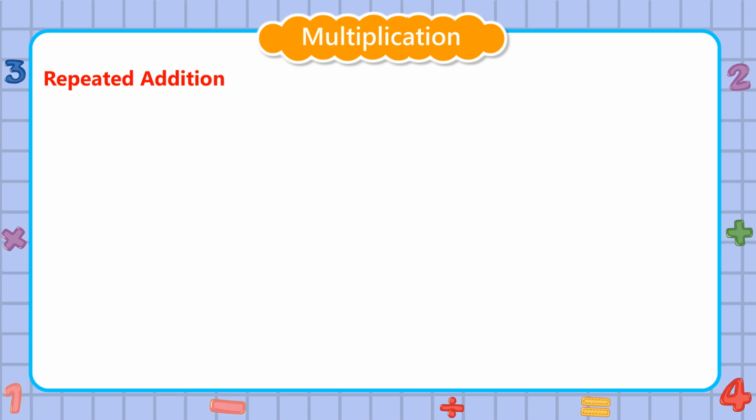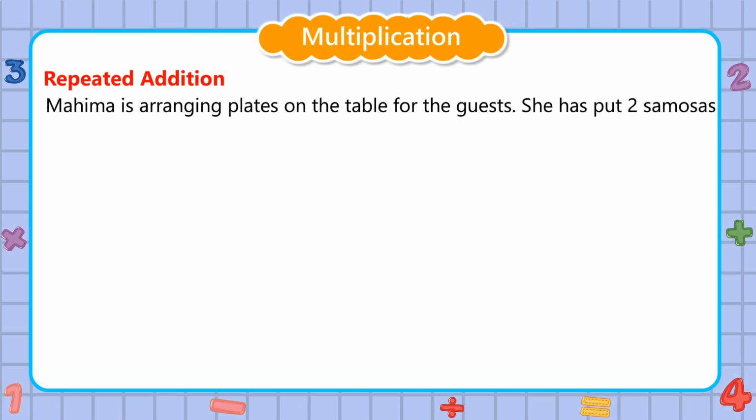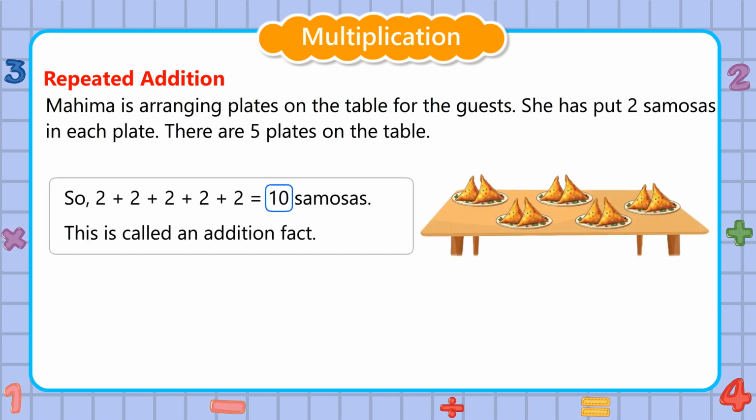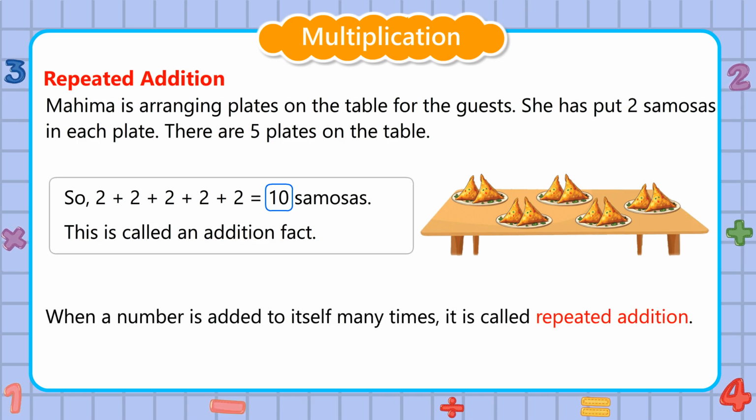Repeated addition. Mahima is arranging plates on the table for the guests. She has put 2 samosas in each plate. There are 5 plates on the table. So, 2 plus 2 plus 2 plus 2 plus 2 is equal to 10 samosas. This is called an addition fact. When a number is added to itself many times, it is called repeated addition.